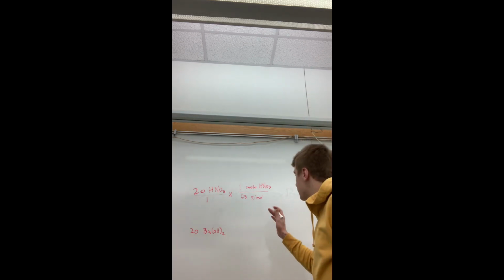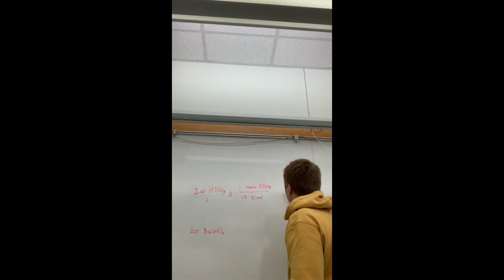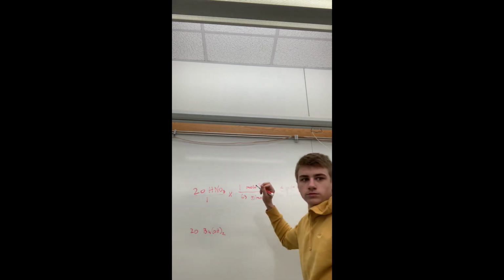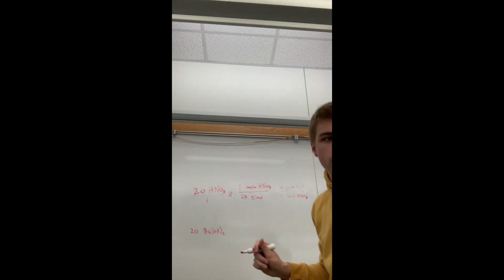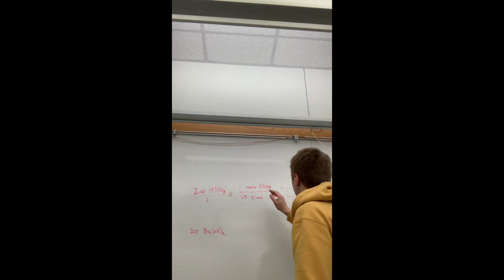So now we're going to want to get this to equal one of its products. We're going to go here, and there's a 2 out of H2O, so we're going to go 2 moles of H2O over 1 mole of HNO3. And then here, these will cross out.